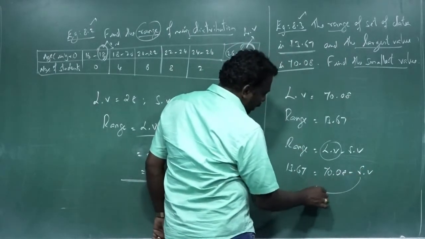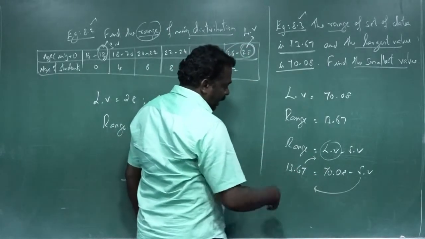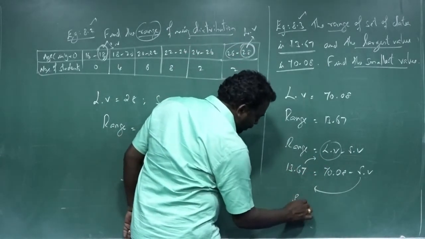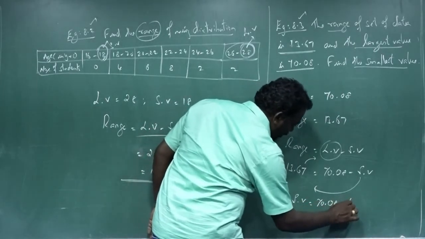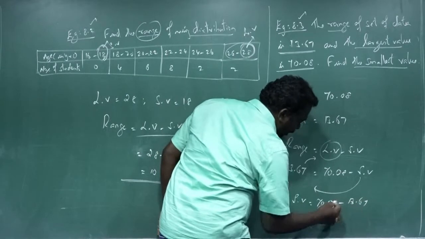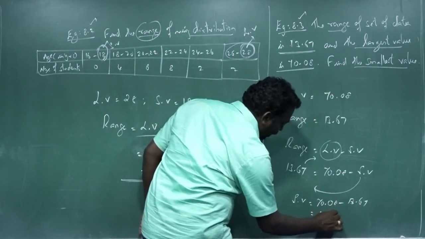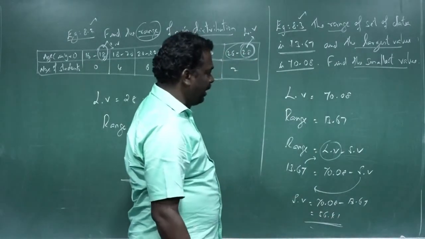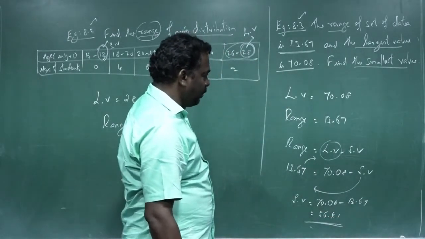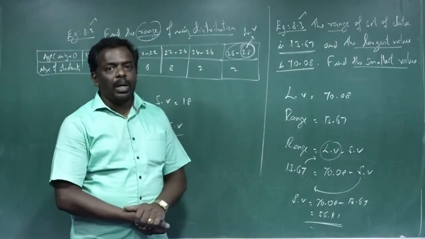Now the smallest value is transferred to the left hand side, and 13.67 is transferred to the right hand side of the equation. Therefore, smallest value is equal to 70.08 minus 13.67. Subtracting, we obtain 56.41. Finally we get the smallest value equal to 56.41. That is the final simplification, the smallest value.